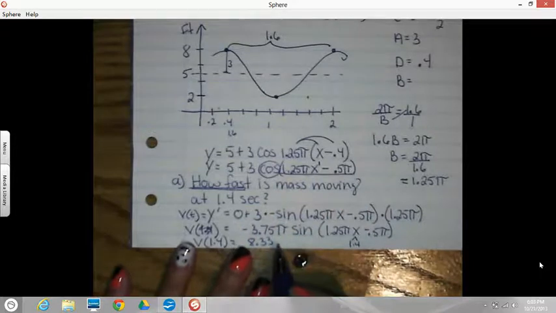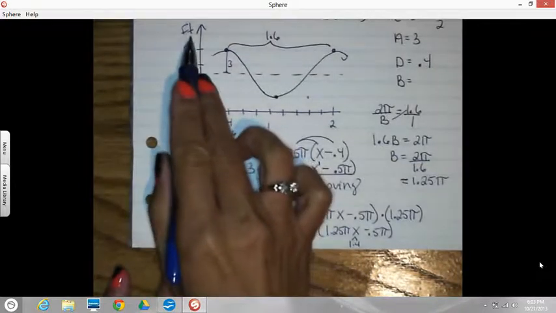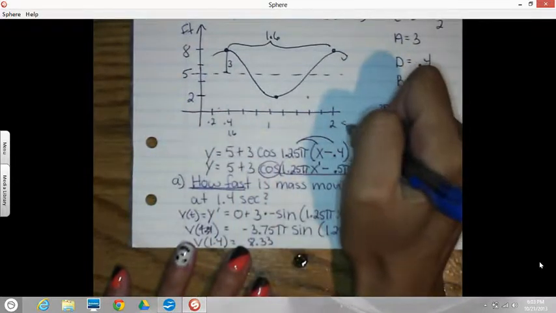And it needs the units on it. And remember, we were doing the change in y over the change in x. So change in y is the change in feet over this was seconds. So it's feet per second.